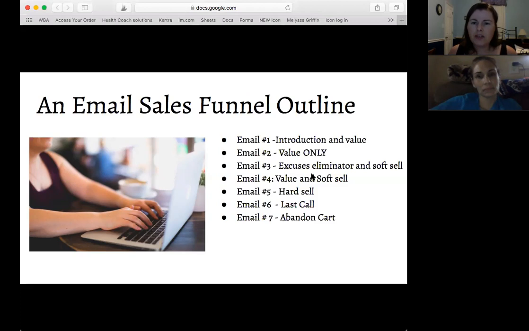And then you can do this. This is optional. Email number 7 is, or sorry, I think we're on 8. I think I skipped one actually. The last email after the cart closes, or after that time is up, you want to wait a day and say, hey, I noticed you didn't take advantage of this deal.